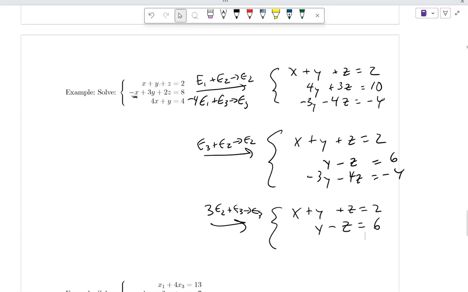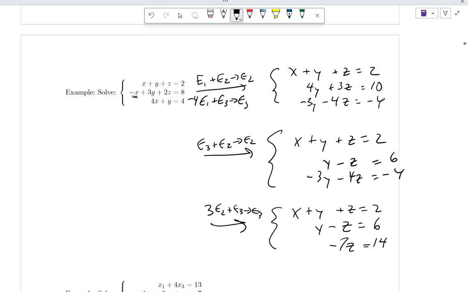What do you get when you then do 3 equation 2 plus equation 3 and replace equation 3? What do you end up with? 3y minus 3y gives you 0. Negative 3z minus 4z gives you negative 7z. 18 minus 4 gives you 14. That okay?